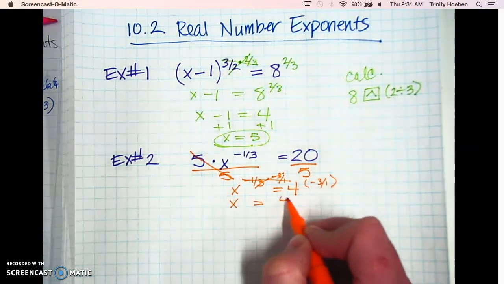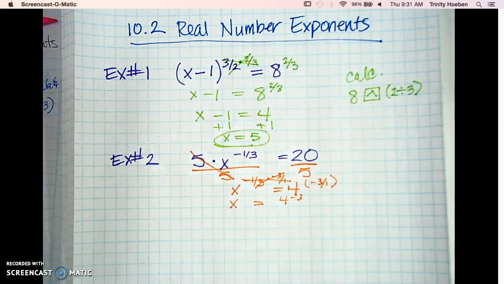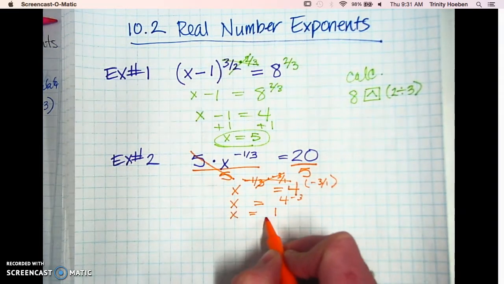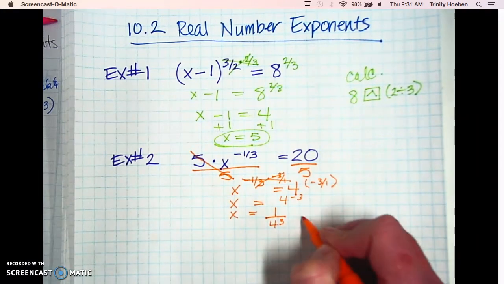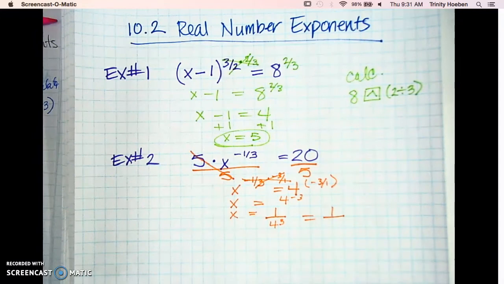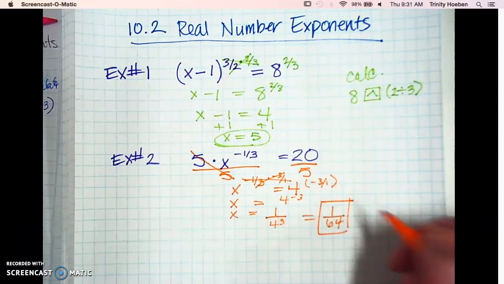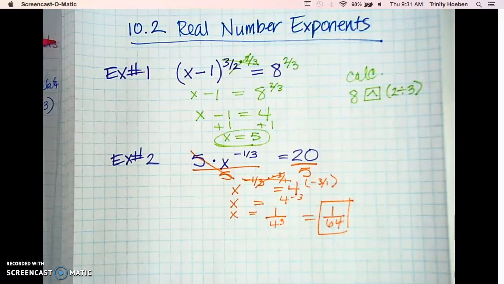And then we have 4 to the negative 3rd power. And when you have a negative exponent, you should do what? Move it to 1 over, so move it to the denominator. So if it's in the numerator, move it to the denominator. It becomes 4 to the 3rd power. Punch that in your calculator. What is 4 to the 3rd power? 1 over 64. Okay. Any questions on example number 2 there?